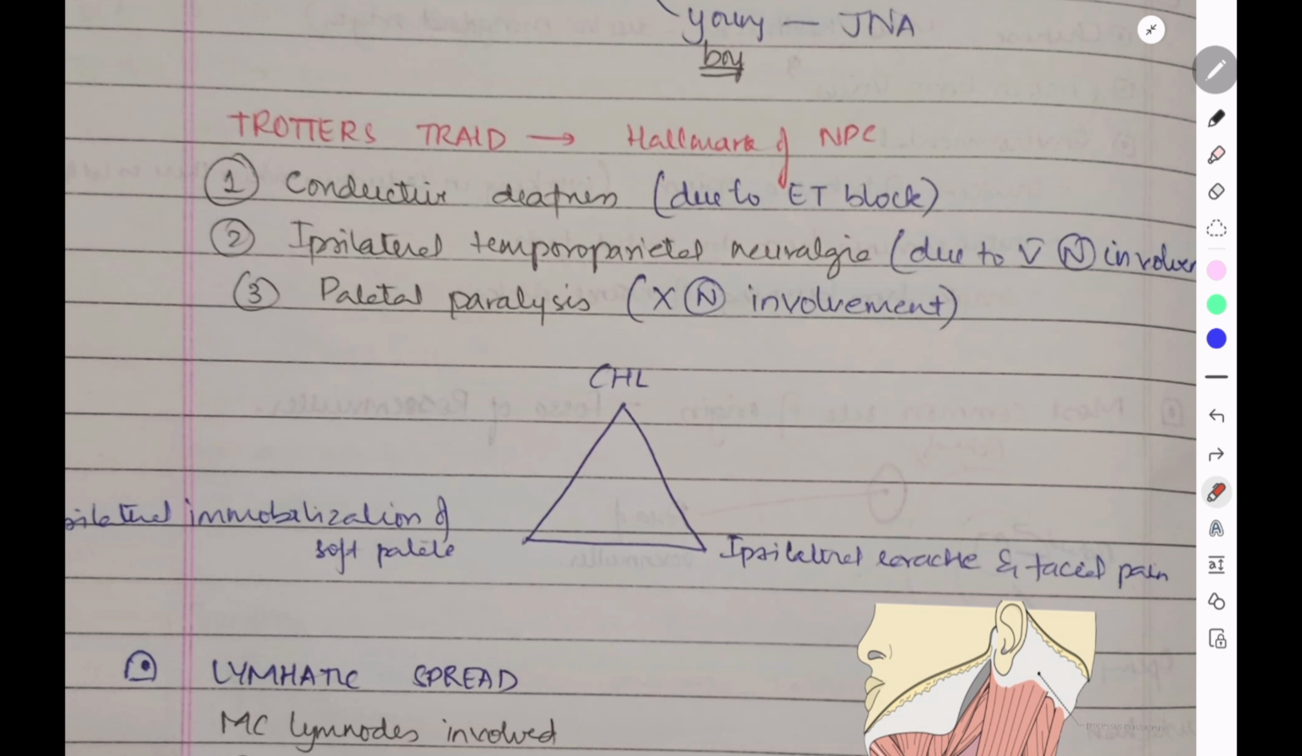What is Trotter's triad? Trotter's triad is the hallmark of NPC. In Trotter's triad, what you'll see: conductive deafness due to eustachian tube block. Okay, so first thing is conductive hearing loss. Second is ipsilateral temporoparietal neuralgia due to 5th cranial nerve involvement. And then we have palatal paralysis because of 10th or vagus nerve involvement. Okay, so conductive hearing loss, ipsilateral temporoparietal neuralgia and palatal paralysis. This is the Trotter's triad and this is the hallmark of NPC.